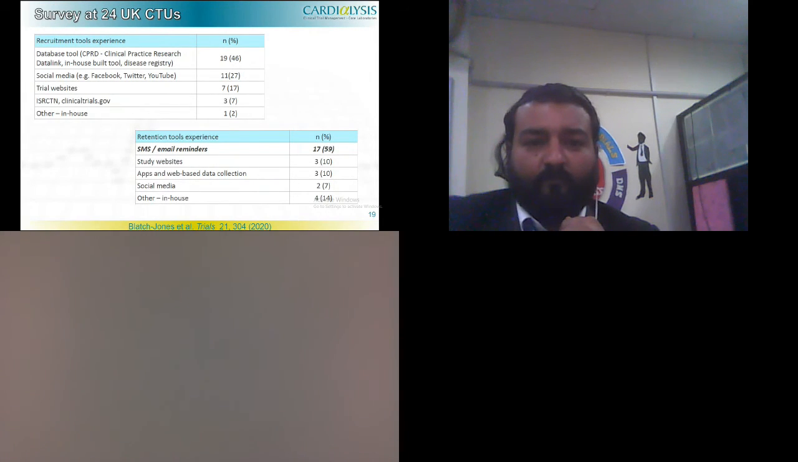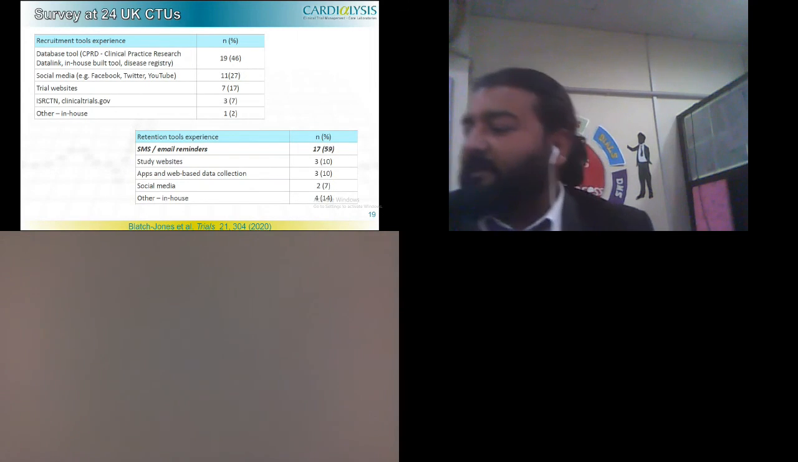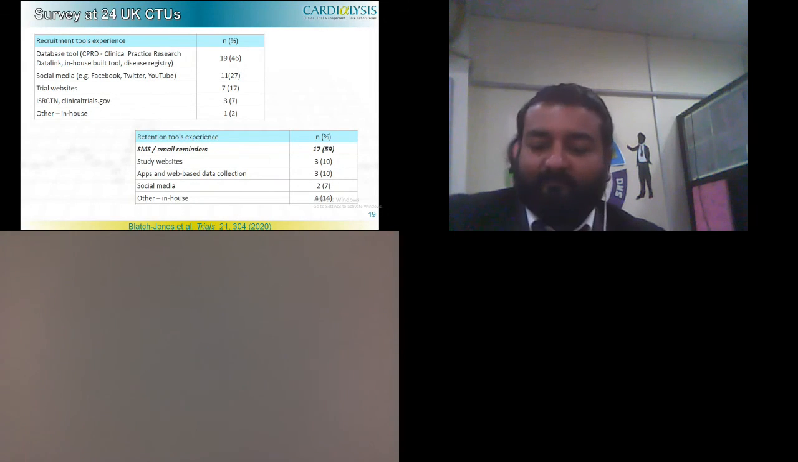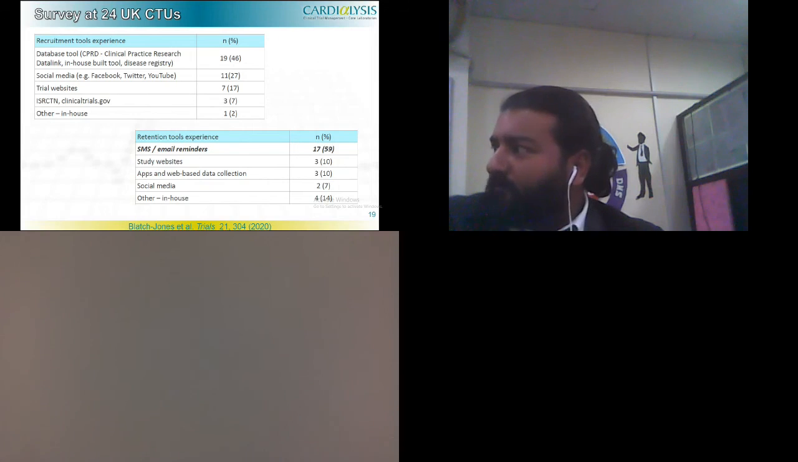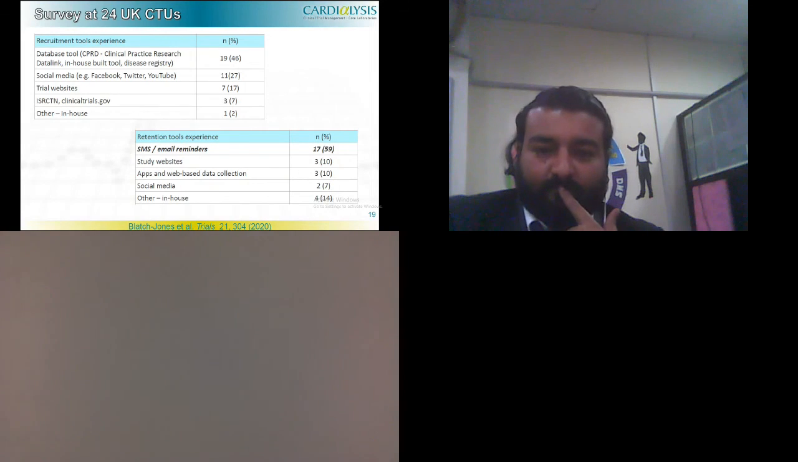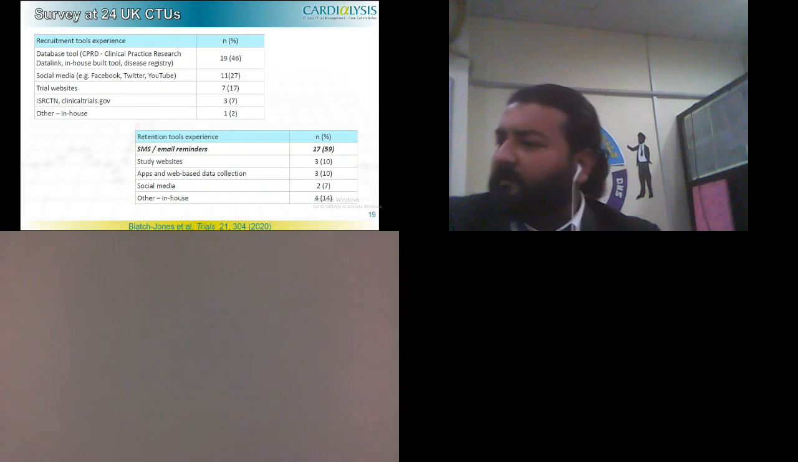So these are results of the survey that included 24 UK clinical trial units in terms of experience with recruitment tools. And as we can see in the slide, database tools were mostly used in 46%, social media only in 27%, and trial websites 17%, and others in a less frequency. And for retention tools on the bottom table, we see that SMS and email reminders are generally used, while study websites or apps are used in less frequency, as much as social media only in 7%.